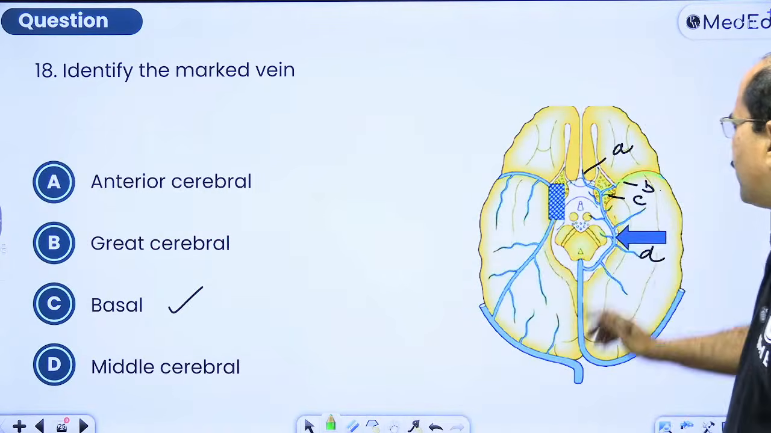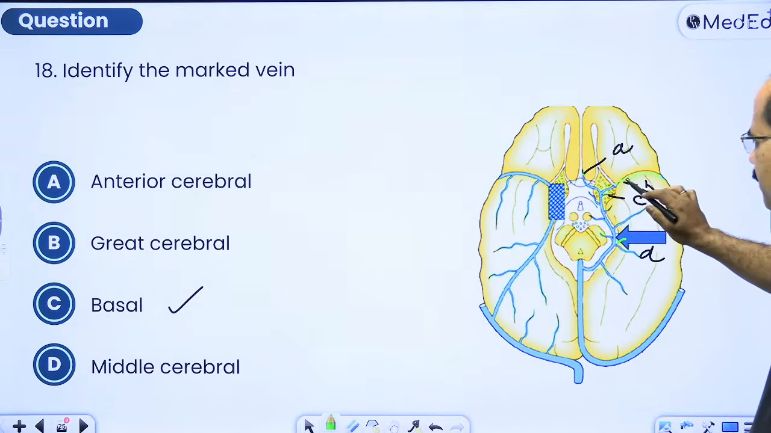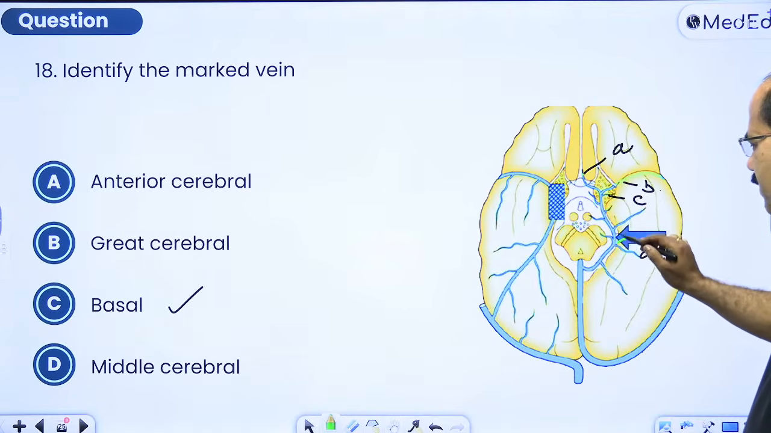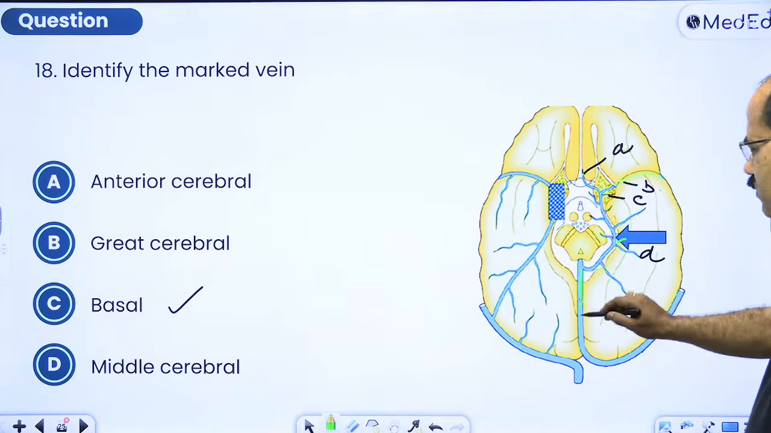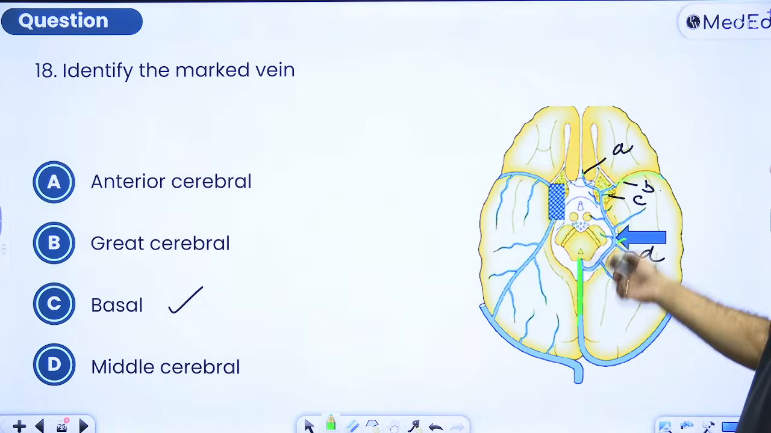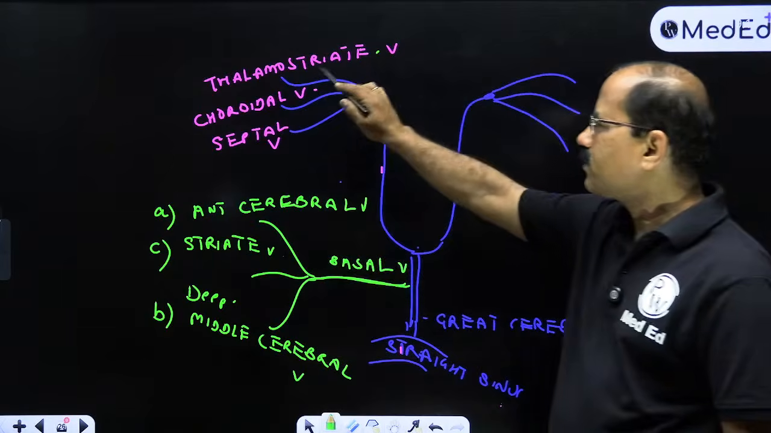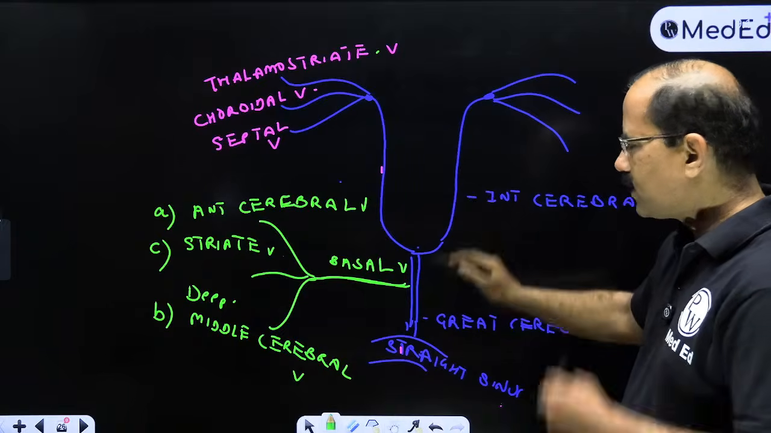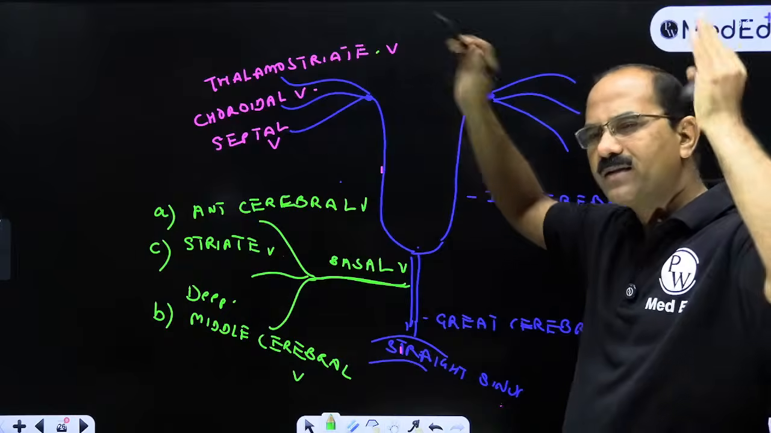So this is the basal vein. The basal vein is formed from 3 veins: the anterior cerebral vein, deep middle cerebral vein and striate veins. The basal vein goes and joins with the great cerebral vein of Galen. This great cerebral vein of Galen is formed by joining of 3 veins. The thalamus is formed by joining of 2 internal cerebral veins. Internal cerebral veins are formed by the joining of 3 veins: thalamostriate, choroidal and septal.